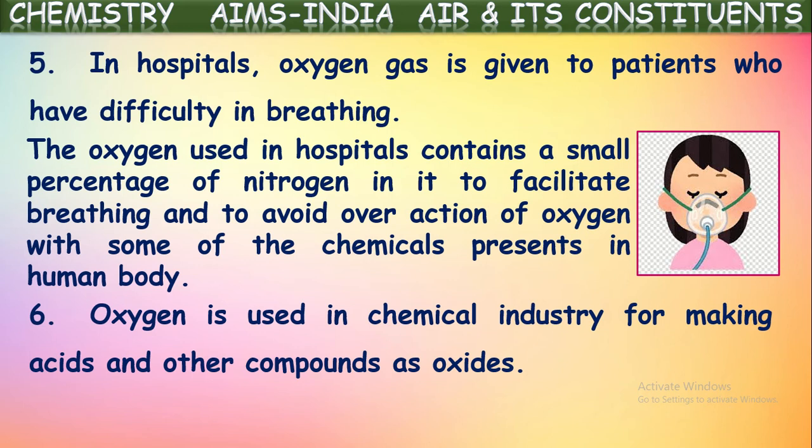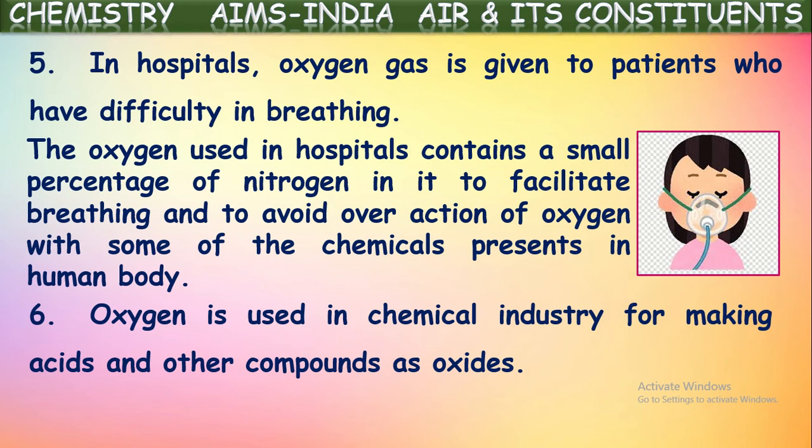Oxygen is used in the chemical industry for making acids and other chemical compounds also. Not only this, in the preparation of so many chemical substances, oxygen gas is used. Metallic oxides are formed just by burning the metals in the presence of oxygen. And even some of the acids are also prepared from oxygen gas.